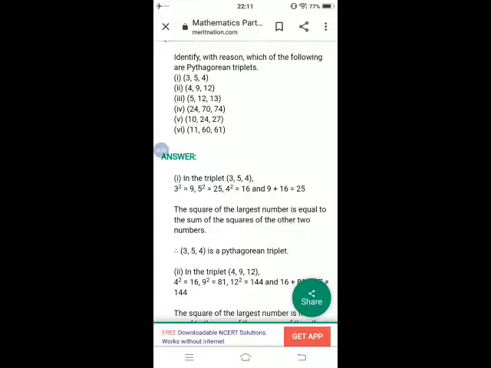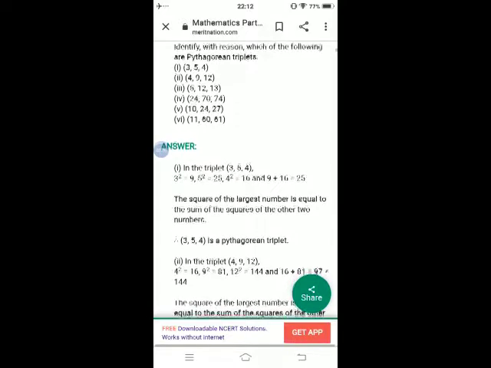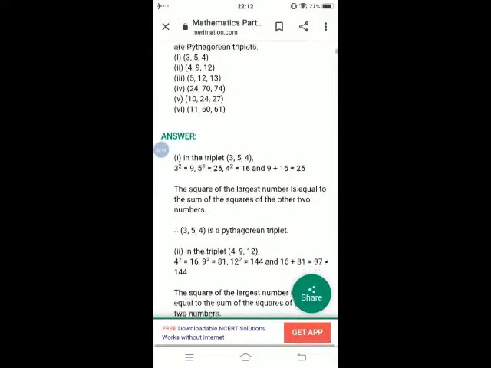Today we are going to start with your first exercise of Pythagoras theorem. In previous videos I have given you the introductory part of your Pythagoras theorem. Now we will start with the main topic. So your first question is, identify with reason which of the following are Pythagorean triplets. Some of the examples are given on the screen.